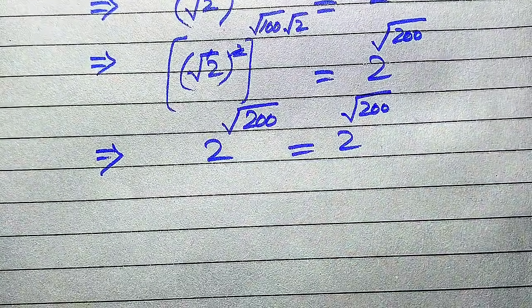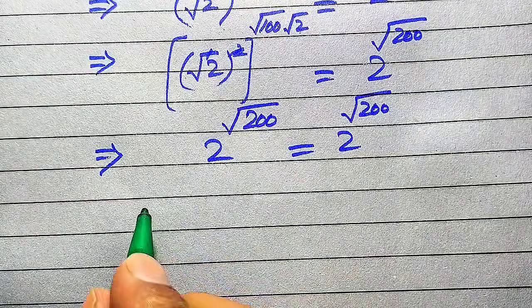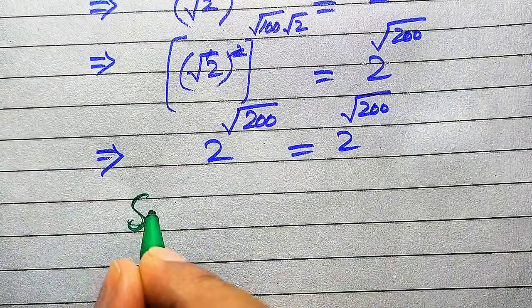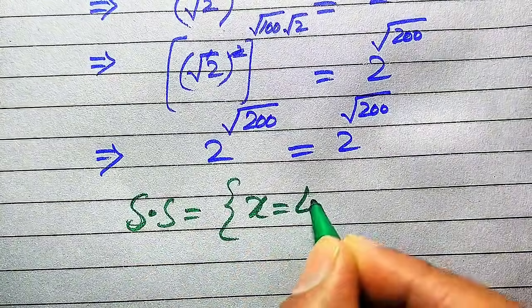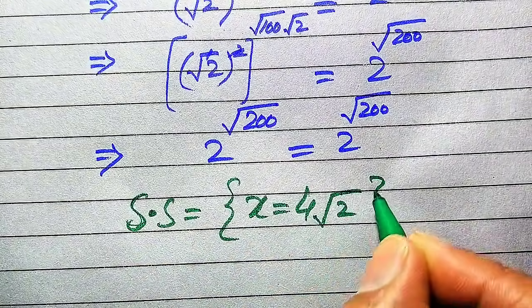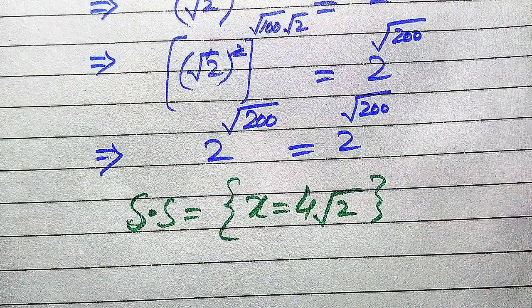It means that the value of x is equal to 4 times the square root of 2 is the solution set of this question. And this is the final answer.